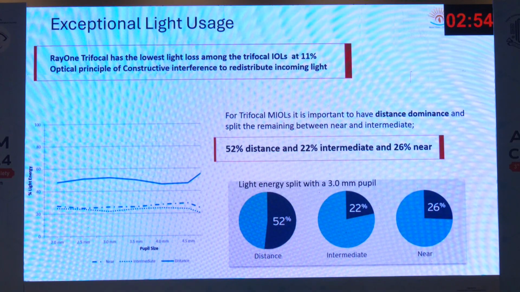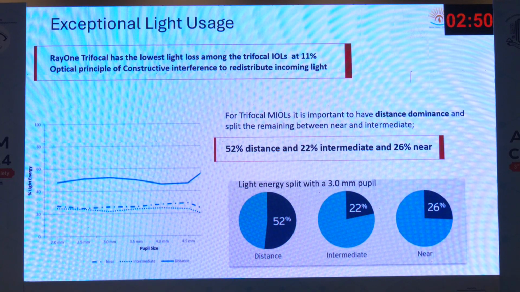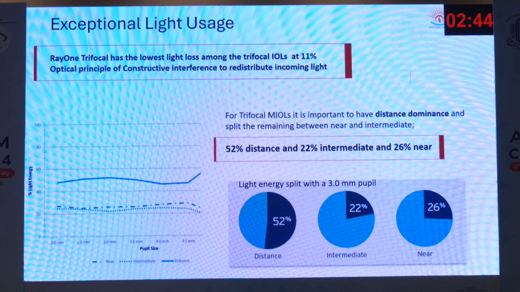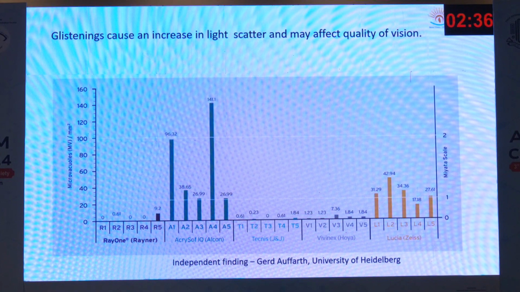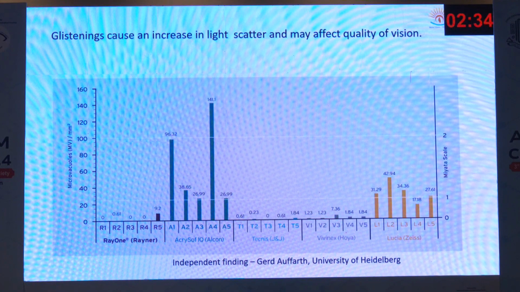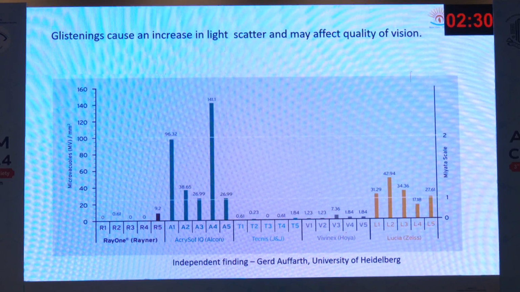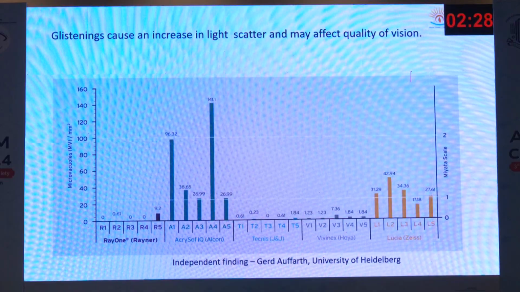If you look at various diffractive trifocals, we know that whether it's any kind of diffractive IOL, there will be some amount of loss because of constructive interference. So here we have the minimum loss at just around 11%. The distribution is 52% for distance, 22% for intermediate, and 25% for near. The important thing is it's glistening free. So because of this, if you compare it with many of the lenses, the effect on quality of vision is minimum.